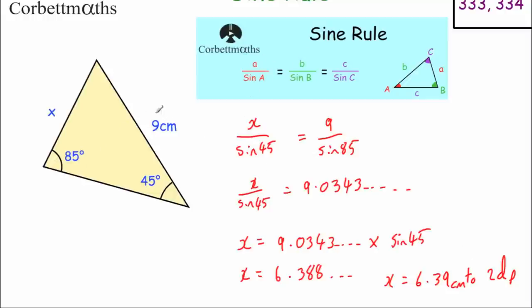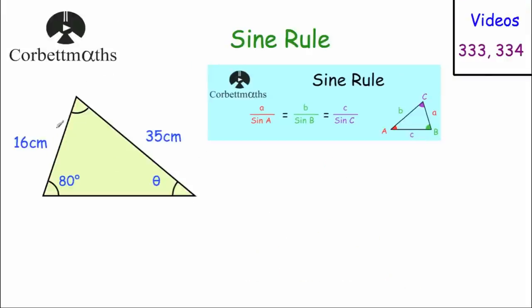So the sine rule is really useful, particularly if you've got a side and the opposite angle, and that is that a over sine A will be equal to b over sine B. And you can use it to find missing sides, like this example, or we can use it to find missing angles, like our next example. So in this case, we've got our side and our opposite angle, we've got our 35 centimeters and our 80 degrees, and we've got our 16 centimeters and our theta.